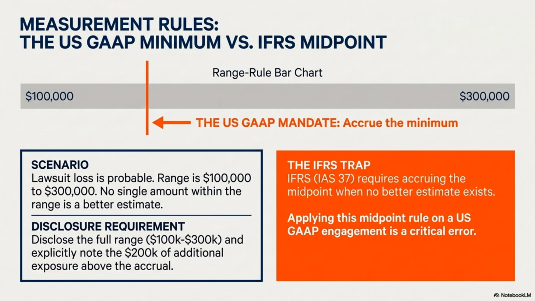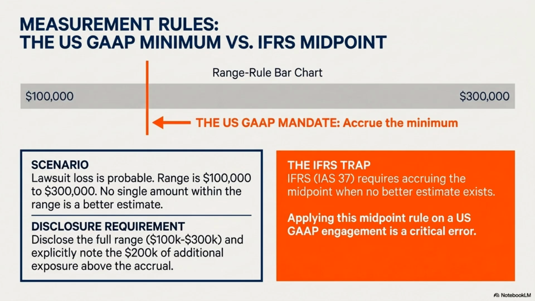This is the rule that generates more measurement errors than almost any other in contingency accounting. So let us be precise. When a loss is probable and you have a range, say $100,000 to $300,000, but no single amount within that range is a better estimate than any other, US GAAP requires you to accrue the minimum of the range. In this example, that means booking $100,000 and disclosing the full range, explicitly noting that an additional $200,000 of exposure exists above the accrual. The disclosure is not optional.